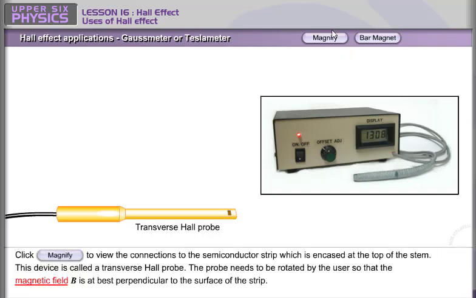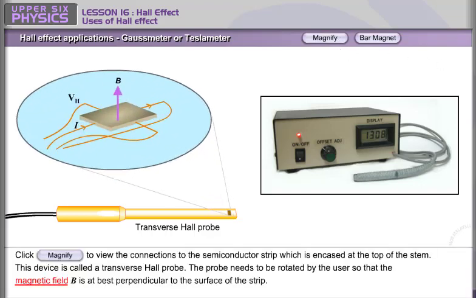Click the Magnify button to view the connections to the semiconductor strip, which is encased at the top of the stem. This device is called a transverse Hall probe. The probe needs to be rotated by the user so that the magnetic field B is at best perpendicular to the surface of the strip.